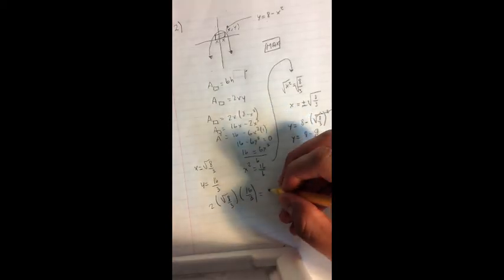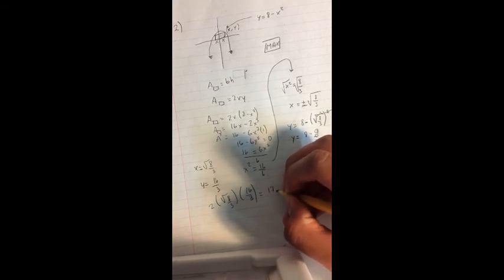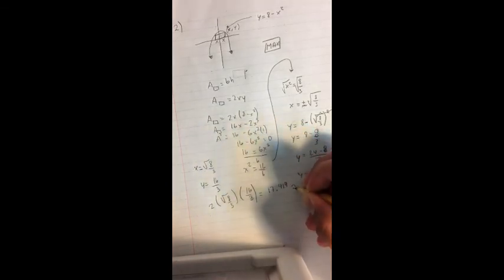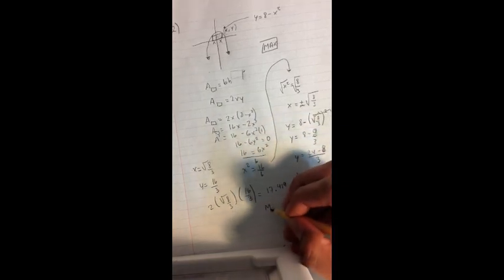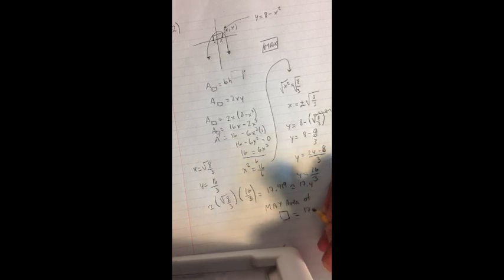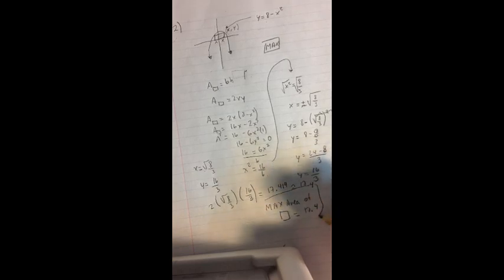186. So this gives us 17.419. So just 17.4. And we could say that the maximum area of the rectangle is 17.4.